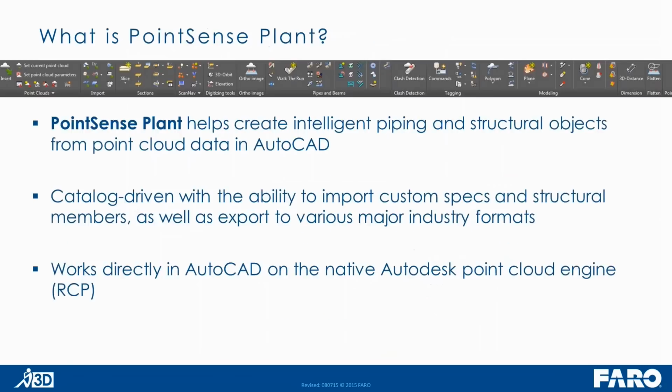So what is PointSense Plant? Well, you can see the giant ribbon here, and if you've used the software since the beginning, this is probably about 6 times the amount of tools that we started with. But this is an intelligent piping product, and not only piping, but obviously structural as well. It's catalog driven. You have the ability to create catalogs from your specs as well as structural parts, whether it's AISC, CISC, or DIN, even custom parts after that.